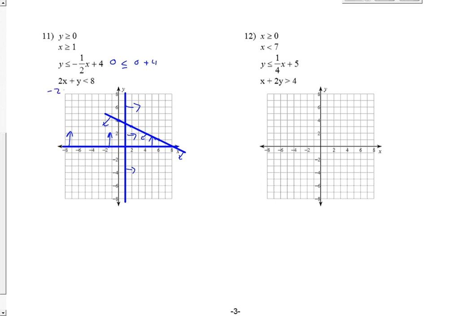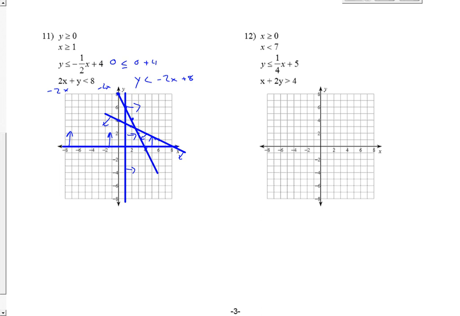And I'm going to need to put this in slope-intercept form. So I'm going to subtract 2x from both sides. I get y is less than negative 2x plus 8. And so my y-intercept is 8. I'm going to go up to 8, plot my point. Negative 2 goes down 2 to the right 1, down 2, right 1, down 2, right 1. You can see I'm cutting off some of this triangle here.